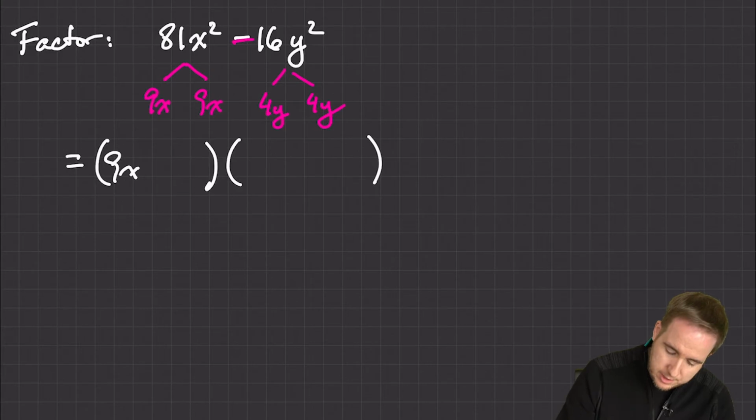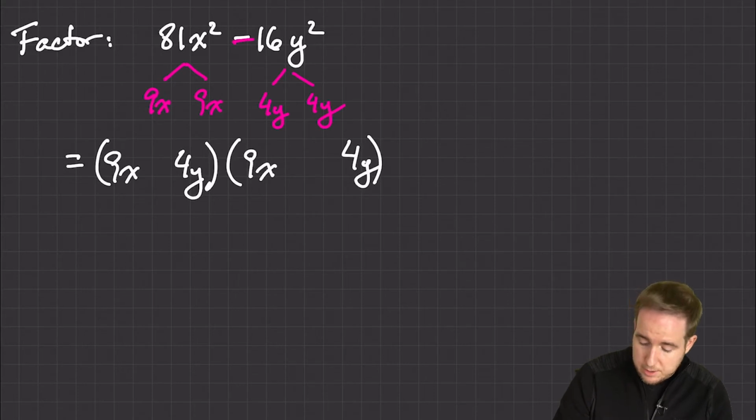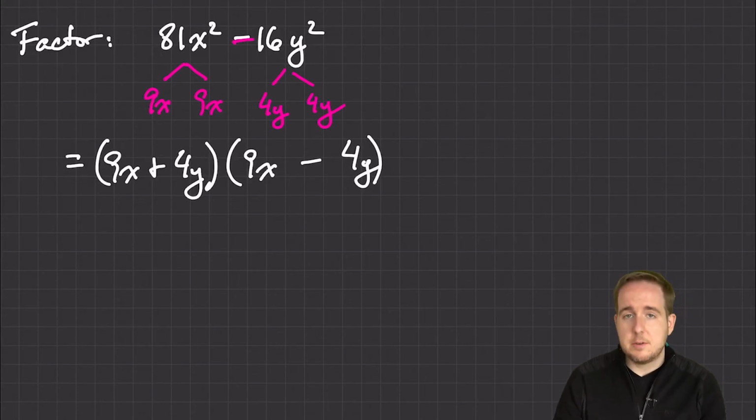One 9x goes here. One 9x goes here. One 4y goes here. One 4y goes here. One of them is a plus. One of them is a minus.